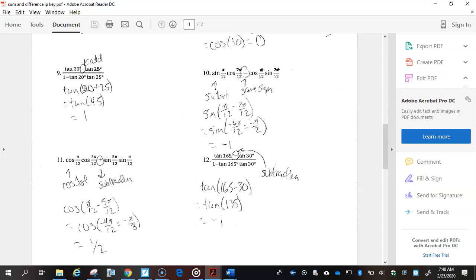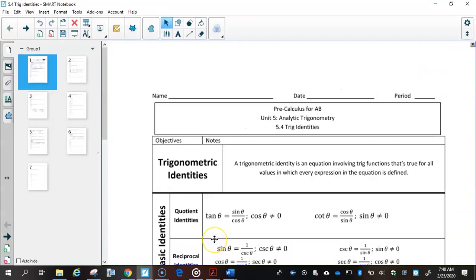Questions on any of those? So remember, anytime that the formula is laid out for you, you shouldn't be trying to solve it. You should be working backwards. Yesterday, we went through how to go from our sum and difference to our double angles. Today we're going to actually use those double angles.